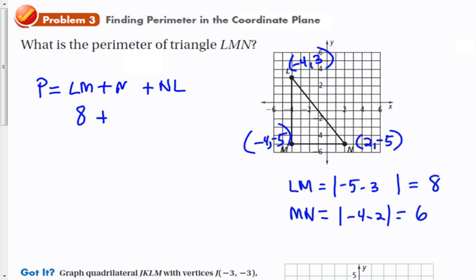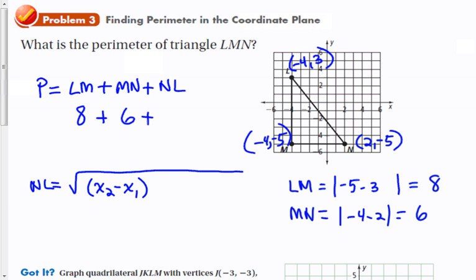And that's 6. And then L. And L, that's the one we're going to have to use the distance formula for. So to find L, I'm going to do the square root of, so remember we've got to subtract the x coordinates, square them, subtract the y coordinates, and square them, then take the square root of that.